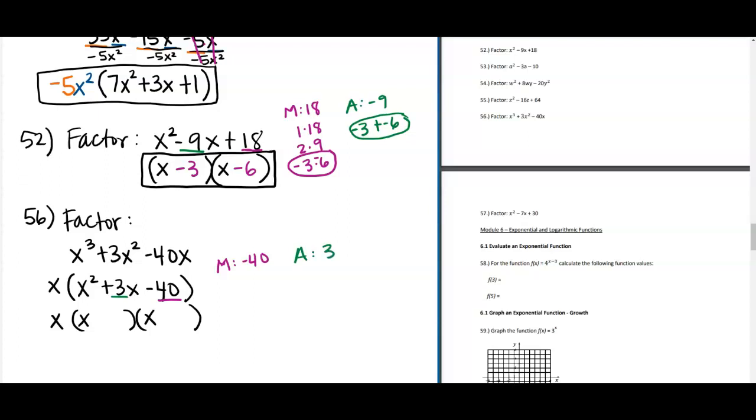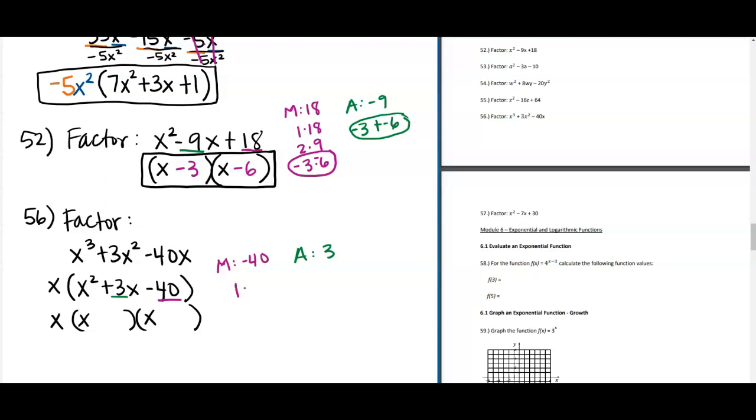Right, so what multiplies to be negative 40 that adds to be 3? If we have a negative number, to get a negative number by two things multiplied together, one has to be a positive and one has to be a negative. So I'm not going to put the negatives on right now. I'm just going to do these as positive numbers, and then we'll decide where those negatives need to go.